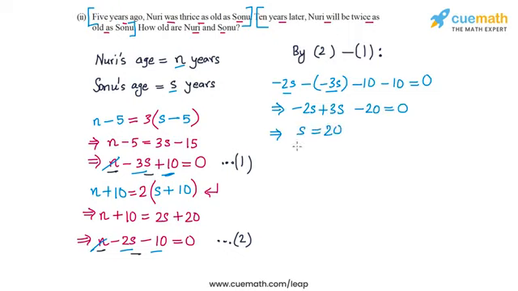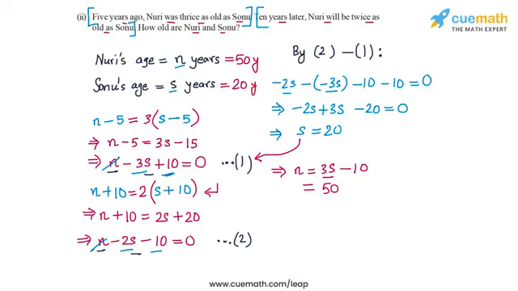So we get s equal to 20, and now let's substitute this value of s into any of the two equations. Let's put it into the first equation to get the value of n. So n will be equal to 3s minus 10, or 3s is 60 minus 10 or 50. So n will be 50, n is 50 and s is 20. So Noori's present age is 50 years and Sonu's present age is 20 years.